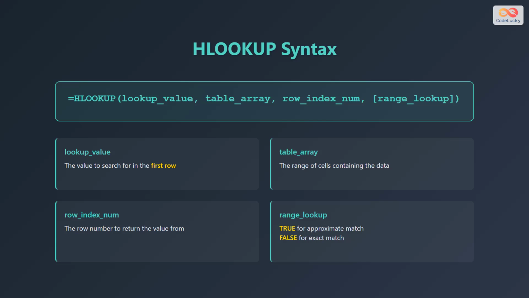And finally, range lookup is a logical value. If true, HLOOKUP finds the closest match. If false, HLOOKUP looks for an exact match.